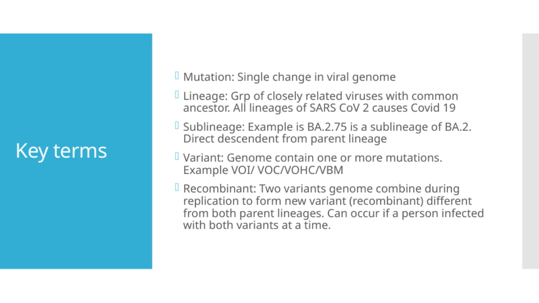Within those lineages, we also talk about sublineages. For example, BA.2.75 is a sublineage of BA.2. It's like a branch stemming from a larger branch, a direct descendant of its parent lineage, showing how the virus continues to evolve and diversify.